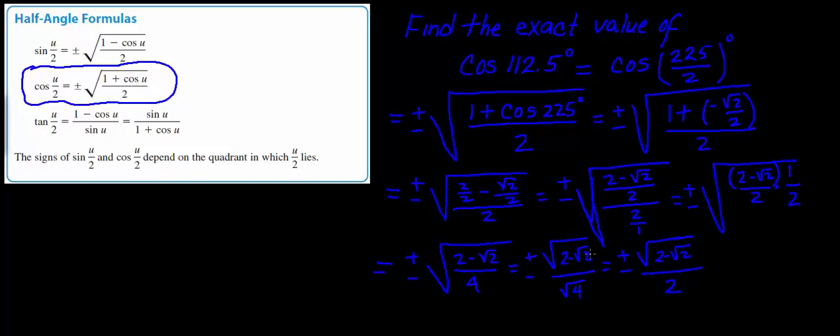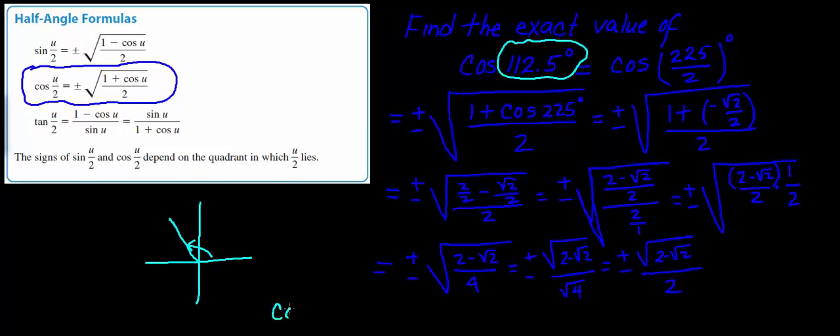And now we need to decide what sign I'm going to use, positive or negative. For that, we go to our original angle, which is 112.5. Where is that? If I look at my quadrants, 112.5 is in the second quadrant. Therefore, the cosine in the second quadrant is negative. So my final answer is that the cosine of 112.5 degrees is equal to negative square root of 2 minus square root of 2, everything over 2.